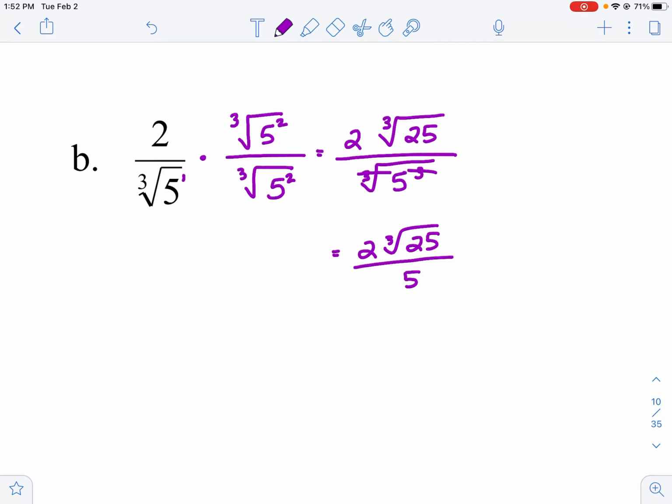And now let's think, can we simplify the cubed root of 25 in the numerator? Or can I reduce my whole numbers, my 2 and my 5? And the answer is no to both of those questions. So we're finished with this problem. That's all we can do to simplify.